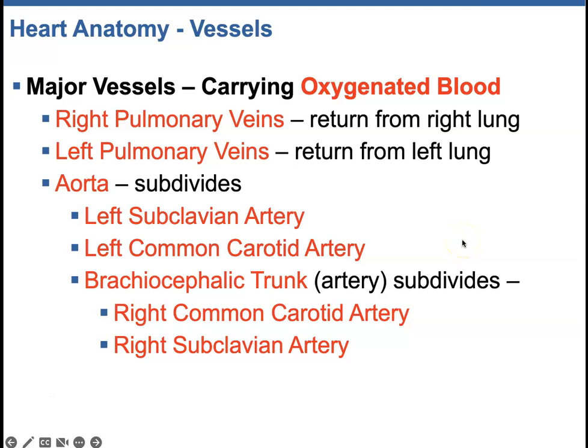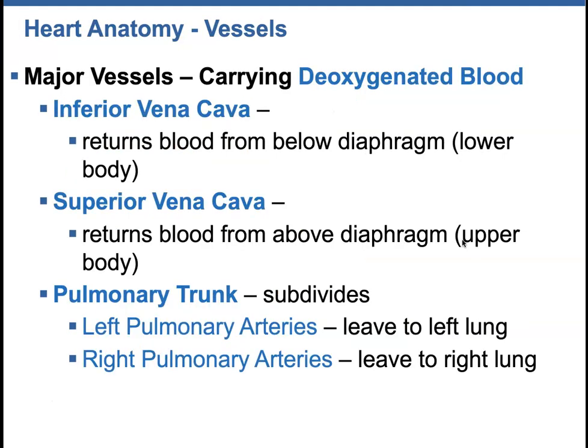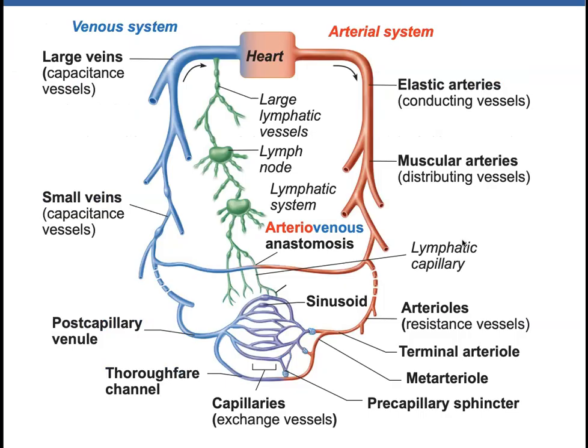So in red, here are the oxygenated blood vessels that you're going to have that are part of the heart anatomy: the right and left pulmonary veins, the aorta, and then the left subclavian, left common carotid, the brachiocephalic trunk that divides into the right common carotid and the right subclavian. Then your vessels again that carry the deoxygenated blood into the heart itself: the inferior vena cava, superior vena cava, the pulmonary trunk, that one subdivides into the left and right pulmonary arteries, and then don't forget the coronary sinus that returns back the blood from the heart itself.